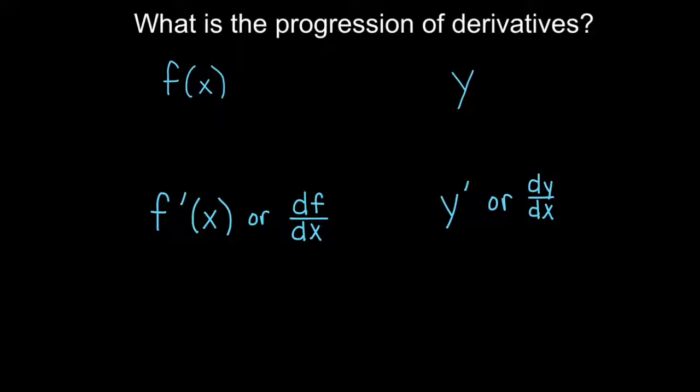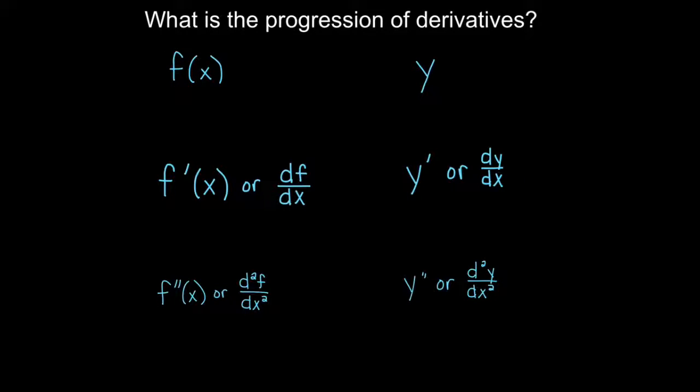If we were to take the second derivative, we would get f double prime of x or y double prime, or if you choose to use dy dx notation, it would be d squared f dx squared or d squared y dx squared, all meaning the second derivative. So we have our original equation, followed by the first derivative, followed by the second derivative.